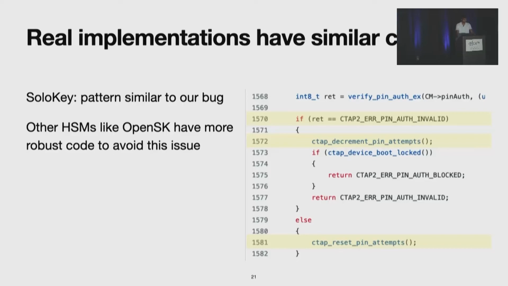Some other HSMs that are out there have really carefully written code to avoid this sort of issue. This particular bug also highlights the importance of hardware-software co-verification. It has to do with the interaction between hardware and software and persistence and timing. So we wouldn't have been able to catch this sort of bug by looking at only software, for example. And this demonstrates the power of the Knox approach.